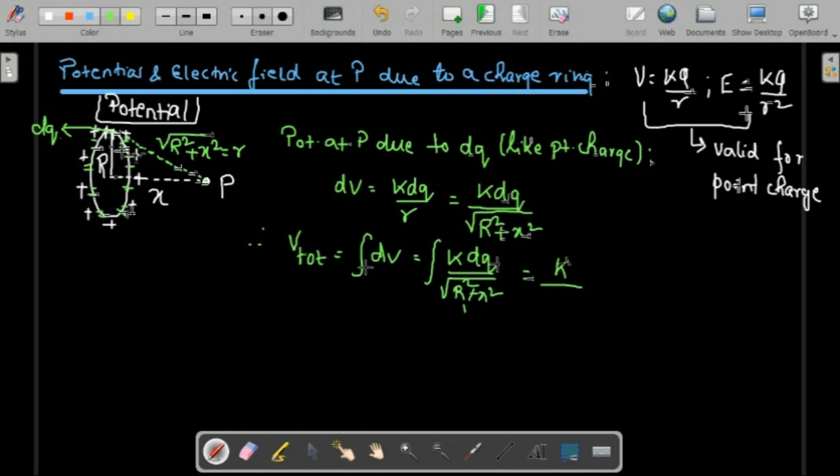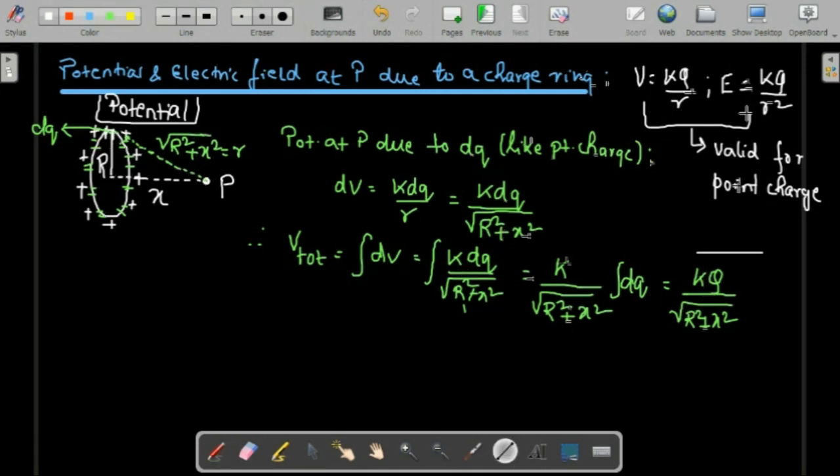Okay, three-dimensional picture. So this particular distance that we have is k divided by root over r square plus x square, integration of dq. So dq is a small charge. Let's say the total charge is capital Q, so I can write it down as kQ by root over r square plus x square. Okay, so this is my potential at a point P due to a ring of charge.